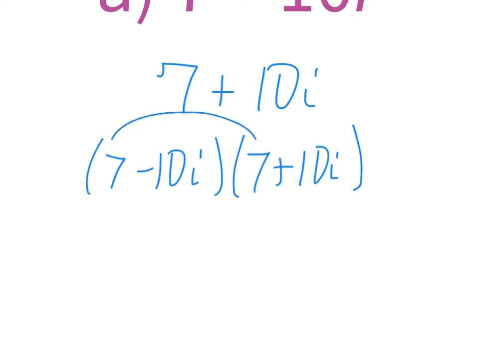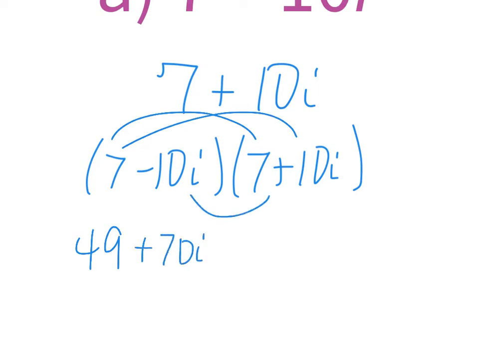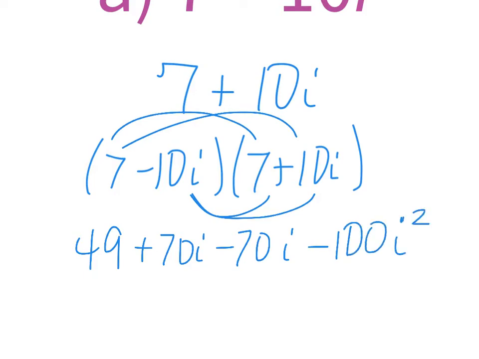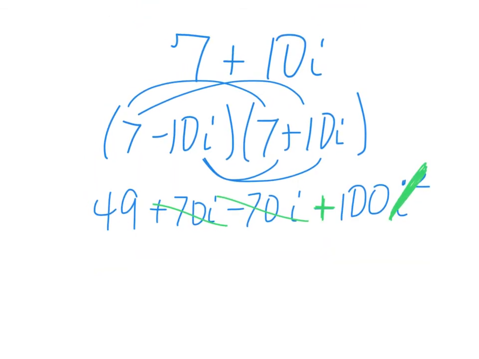So what's 7 times 7? 49. 7 times positive 10i is 70i. Negative 10 times 7 is negative 70i. And then negative 10i times positive 10i is negative 100i squared. Watch what happens. Positive 70, negative 70, cross it out. i squared becomes negative 1, so this becomes positive. So you have 149. Every time you multiply by a conjugate, the i's will cancel out. You'll be left with just a real number.